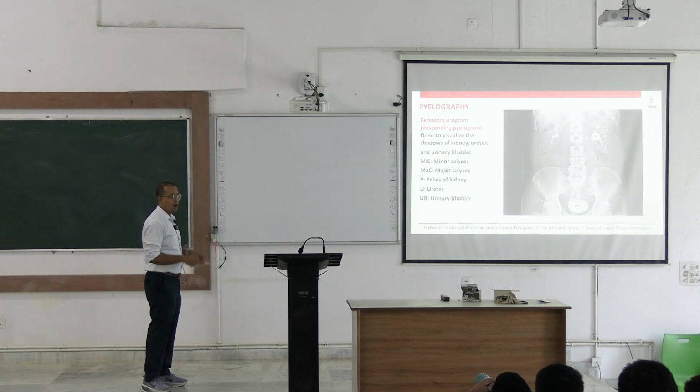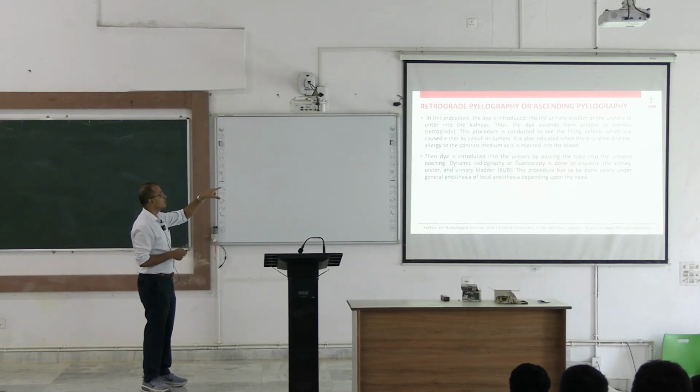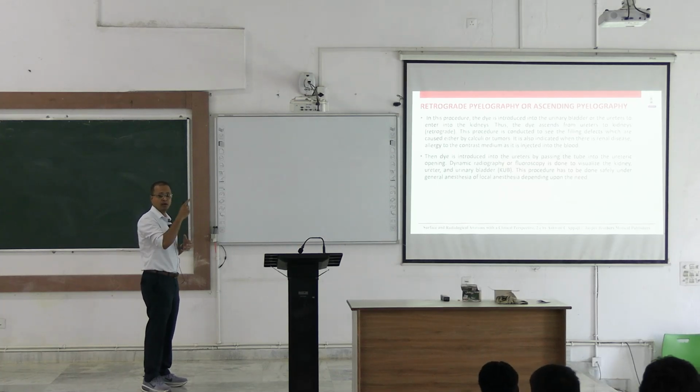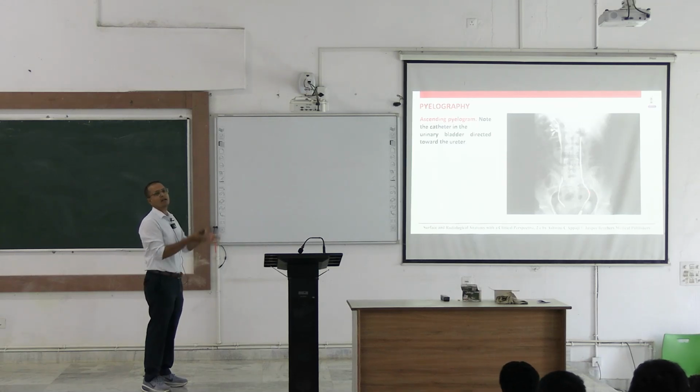Other ways, you can visualize this in a reverse way. Likewise, as we saw with the enema study, this can be seen in a reverse way. We call this a retrograde pyelogram. That means through the urethra you go to the urinary bladder, then to the ureter, and to the minor calyces and major calyces. So we call this a retrograde pyelogram, also known as an ascending pyelogram. We put the dye through the urethra, going to the urinary bladder, then to the calyceal system, so it is an ascending pyelogram.